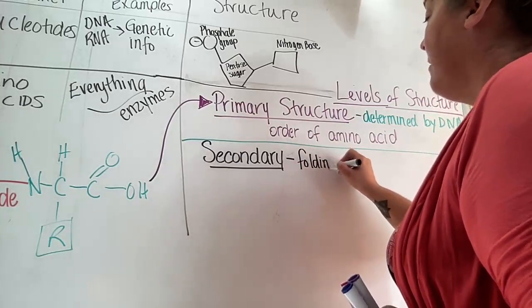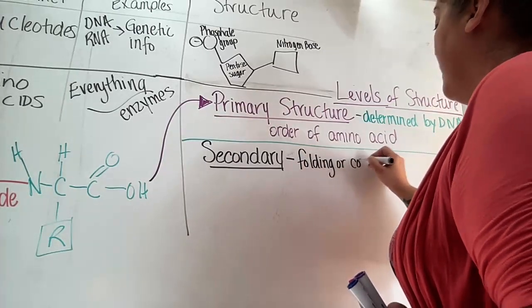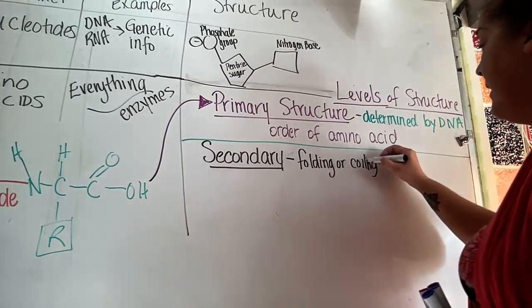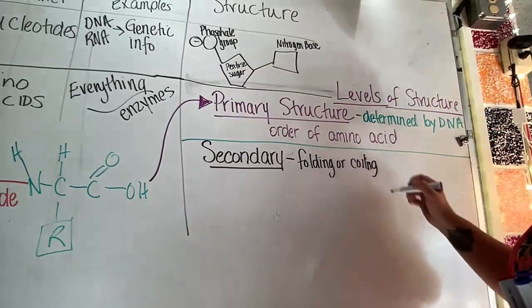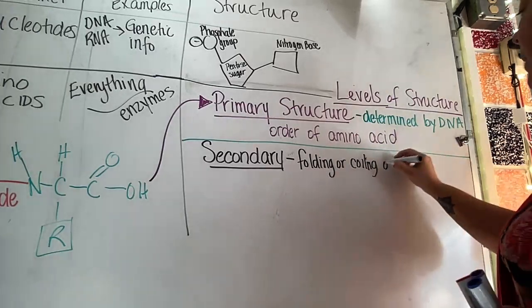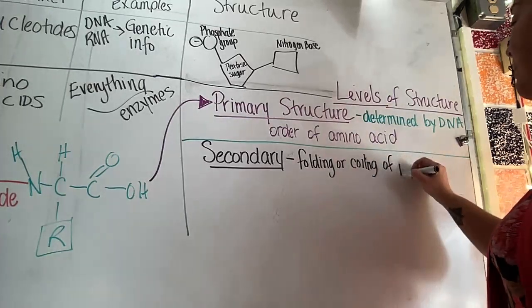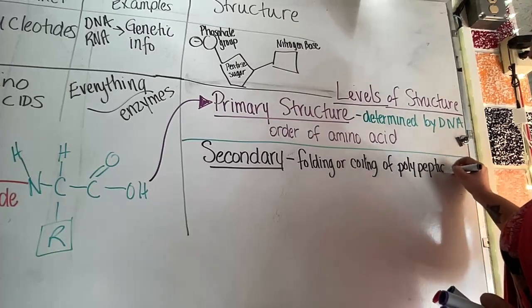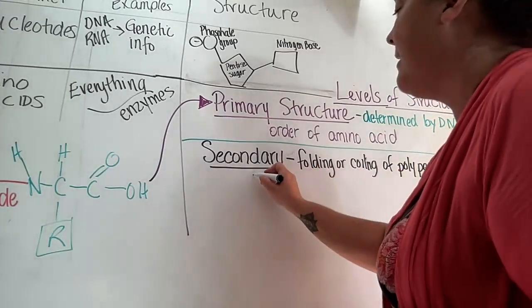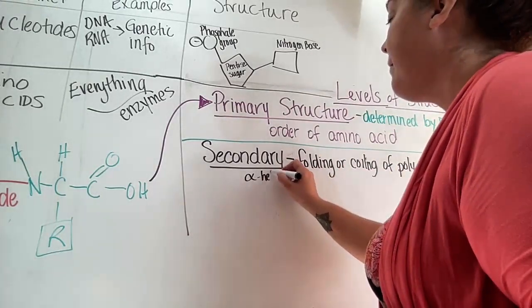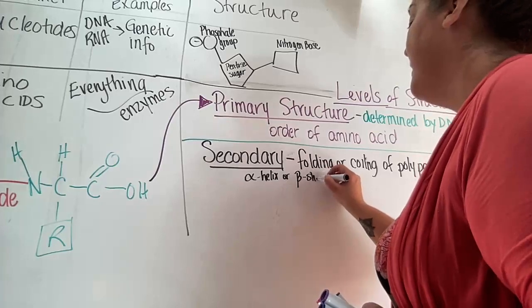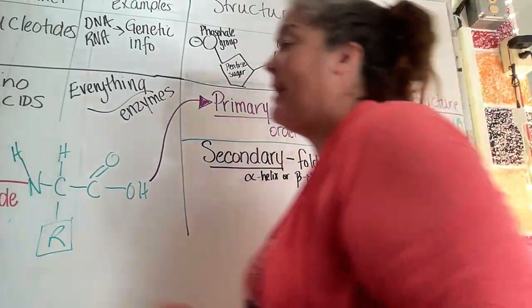Folding or coiling, right? Coiling. That okay, yep. Of the polypeptide. So when we say polypeptide, that just means many peptides. You know that, right, guys? We have alpha helix or beta sheets.